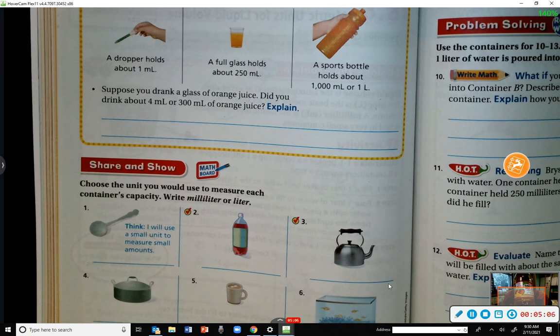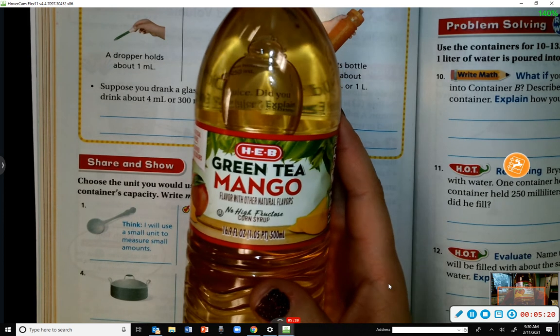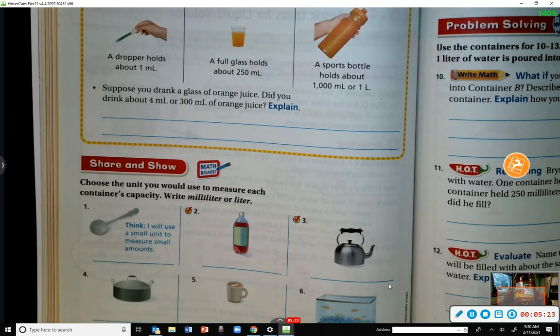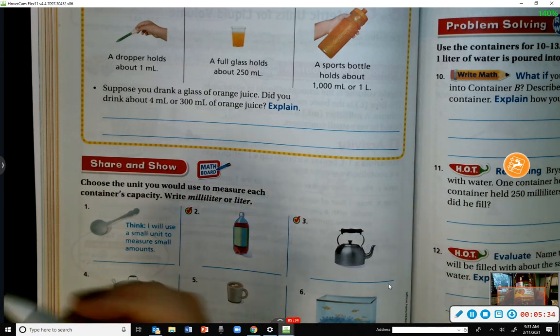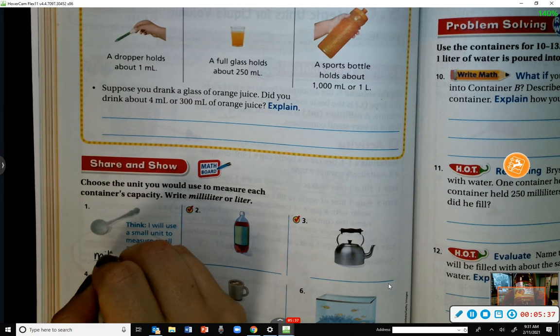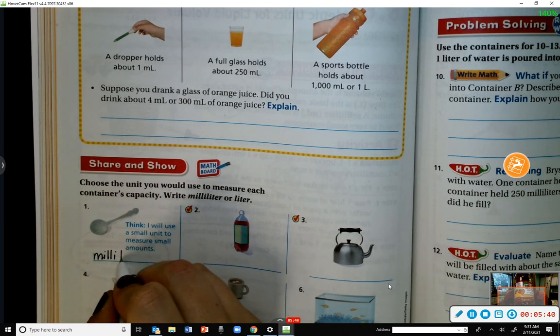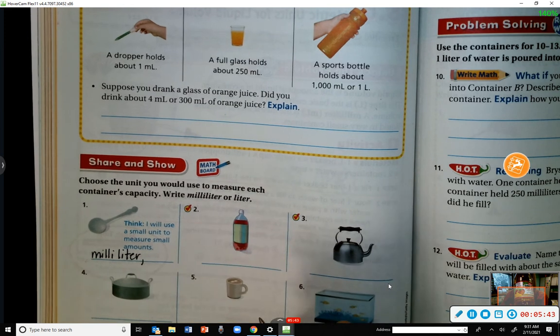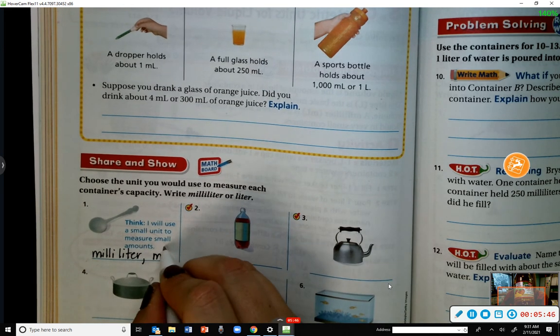It's a spoon. So what capacity do you think this spoon would hold? Milliliter or liter? Remember, a liter is 2 of these. So can I fit 2 of these in a spoon? No, it's a very small amount. So which one would I use? Milliliter. Okay, so you can write out the word milliliter, or you can put the abbreviation, which is little m and a capital L.